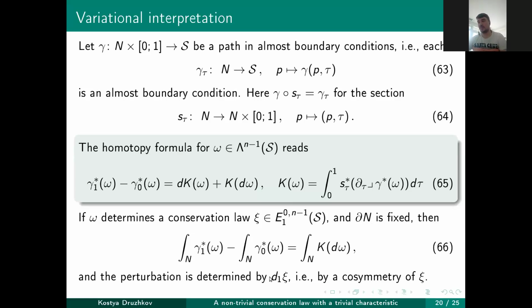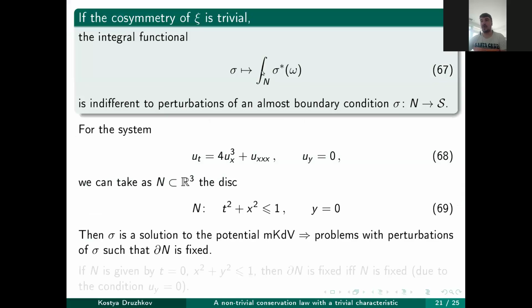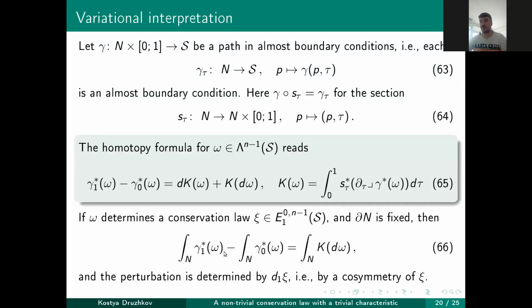And the perturbation is given by d1 of psi. That is by cosymmetry of psi, right? So if the cosymmetry is trivial, then the integral functional is indifferent to perturbations of an almost boundary condition, it remains the same. We take the difference and we integrate the difference, right? Like here, and we get 0 on the right-hand side if the cosymmetry is 0, or if the corresponding variational differential is 0. So on the right-hand side, we have 0, and for any homotopic parameter value, we get the same integral. The integral remains the same.